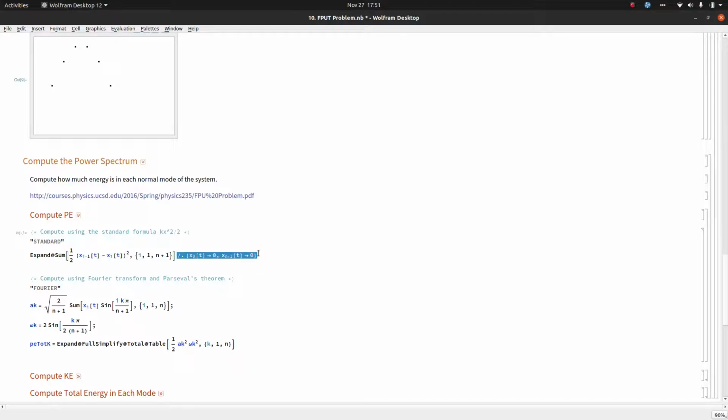And I'm going to replace these times with times t equals 0. So that's the standard way of computing the spring potential energy.